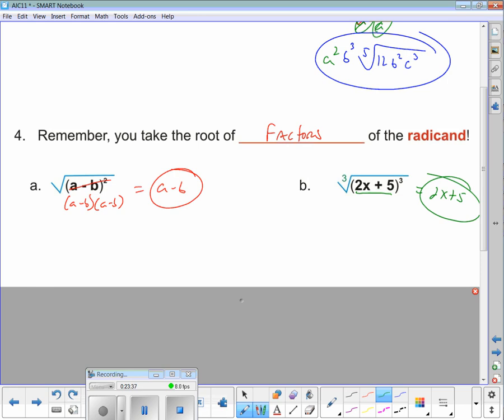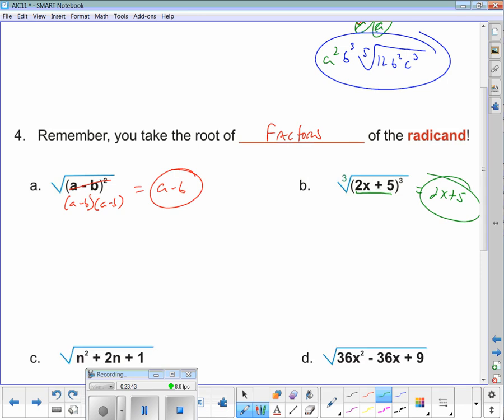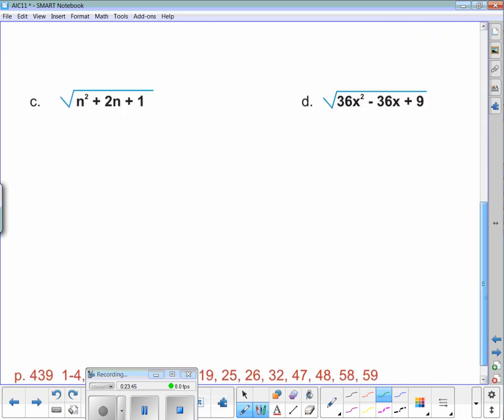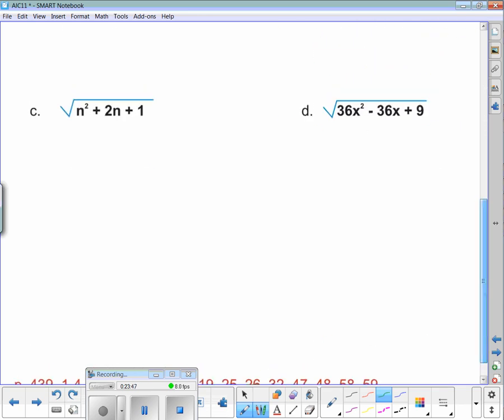Okay, well, those were easy because the index matched the exponent, right? Let's look at our last 2 examples. Here's what students want to do. Everybody look. This is a big mistake. The square root of n squared is n, yes? Why is that a mistake? That's wrong. And you got to know why.